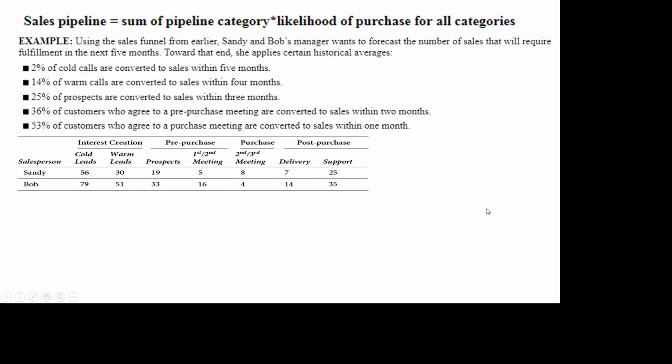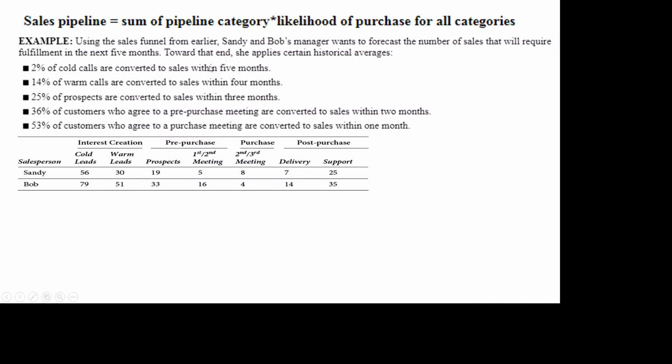So let's look at an example, straight from the book. You've got Sandy and Bob. They want to figure out the number of transactions that will be done in the next 5 months. Because maybe you're building a software package for these customers, and so the software developers need to know what's coming up, so they can schedule time to make sure they meet all the demand.